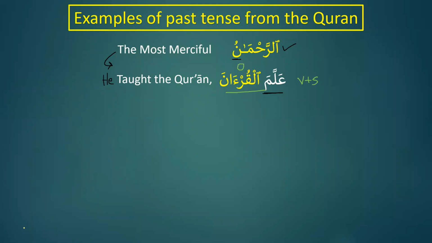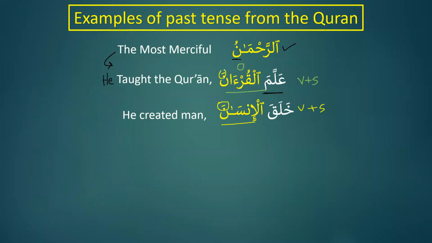Similarly, the next verse, خلق الإنسان, again we can see that he created man. So now we can see over here that khalaqa, we have verb plus we have subject, fail plus file, and al-insana is the object, and that's why it is mansub here. Similarly, al-Qur'ana is the object, and that's why it is mansub.